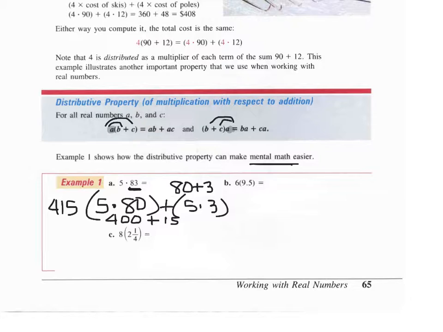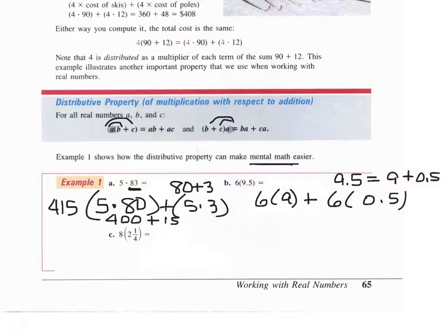Same thing with this decimal on part B. I could break apart the 9.5 into 9 plus 0.5. So then here I'll do 6 times 9 plus 6 times 0.5. 6 times 9 will give me 54, and 6 times a half, or half of 6, is 3, giving me 57. Now you can multiply it out this way and get your answer. But by using the distributive property, we could do this mentally.